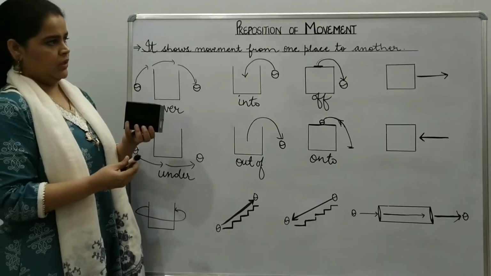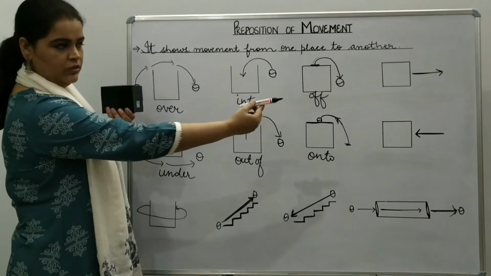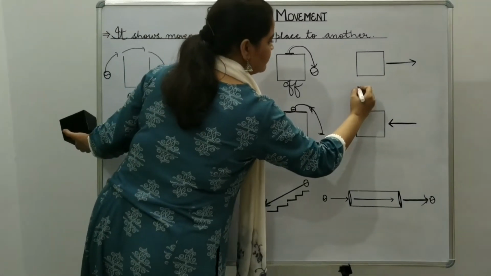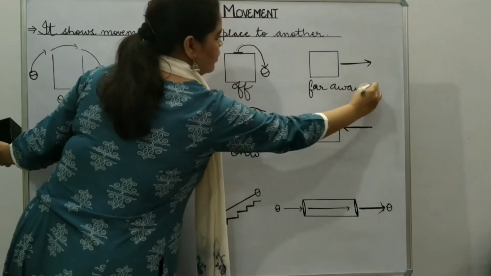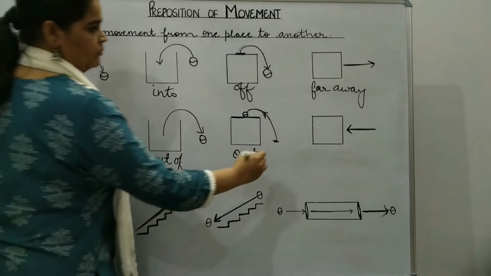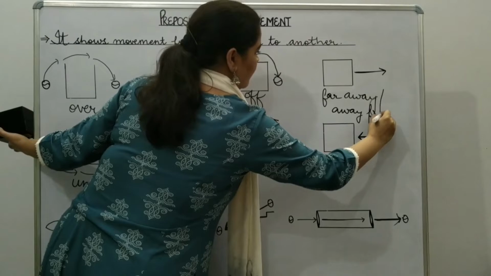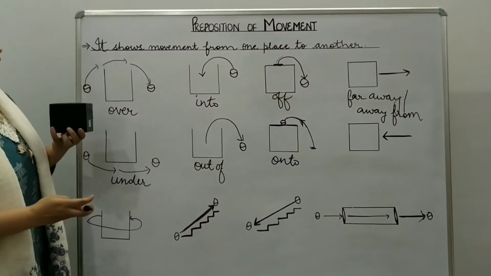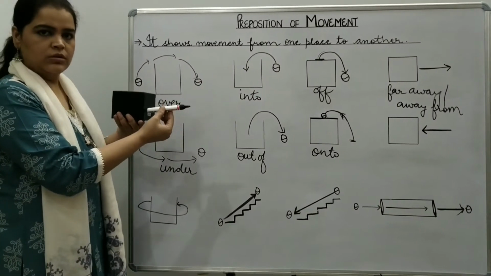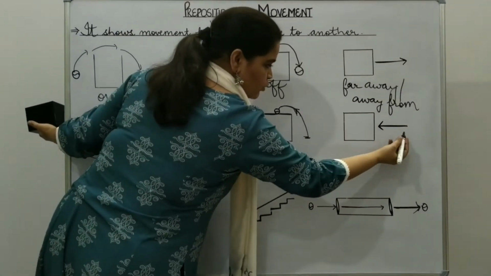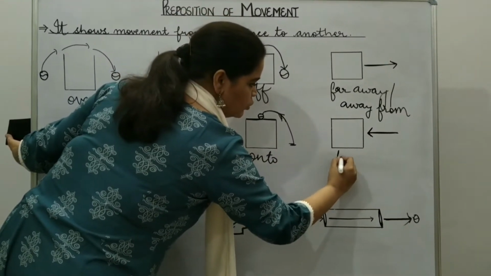Now the next one. You can see this marker. This is just going away from the box. It is just going in the opposite direction. So this movement is called far away or away from. Now this marker is coming closer to the box, so it is coming towards the box. You can see the arrow, something is coming nearer to the box. This movement is called towards.